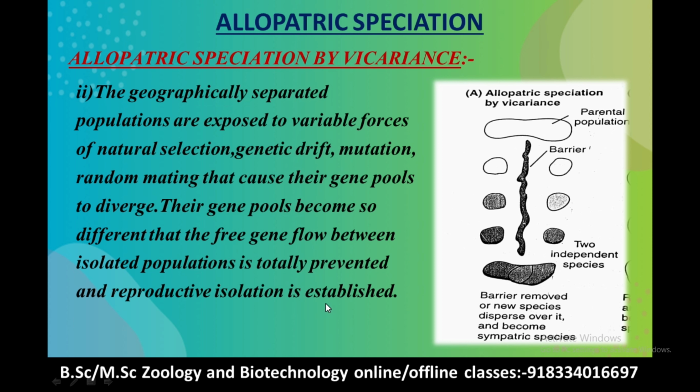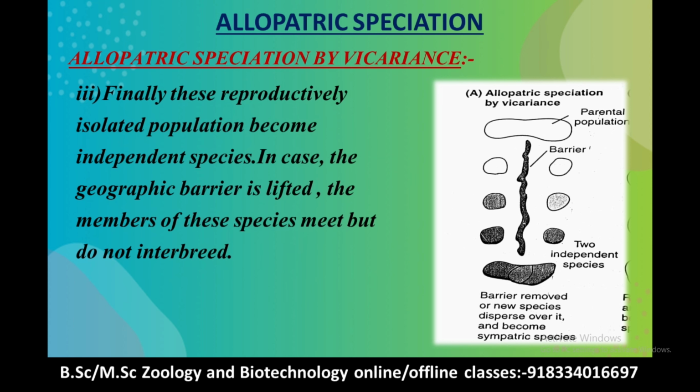and reproductive isolation is established. I mean to say reproductive isolation, because between those populations the geographical barrier is present, so they are prevented from interbreeding. Finally this reproductively isolated population becomes an independent species. In case the geographical barrier is lifted, the members of these species meet but do not interbreed.